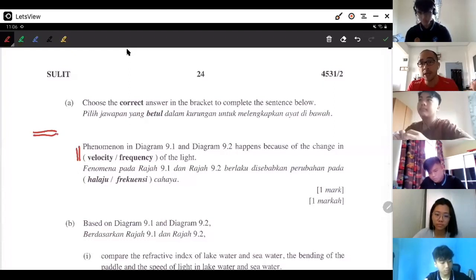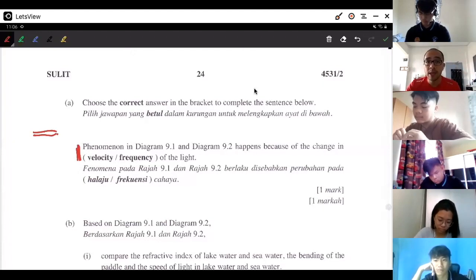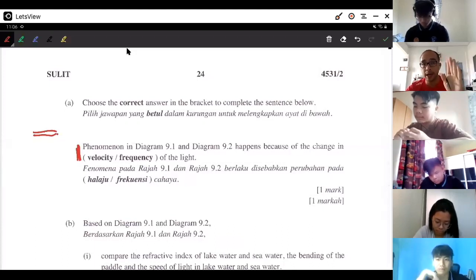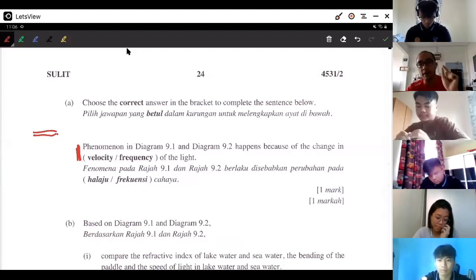Because it's a section B question. Usually this type of question appears in section A, and you circle or underline it there. But because this is section B, it is pretty interesting. I rarely see section B ask you to choose the answer. So if this happens, make sure to write the full sentence and underline the correct answer, so that it's very obvious that that is the word that you're choosing.